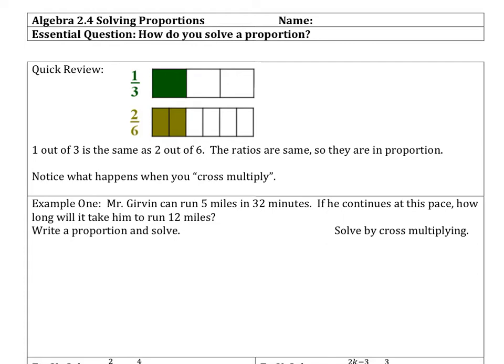Notice that the rectangles are the exact same size, just divided into a different number of spaces. In the top rectangle, we have shaded 1 out of the 3 rectangles. In the bottom one, they have shaded 2 rectangles out of 6. So you can tell visually that these two sections take up the exact same amount of space. So we can say that 1 out of 3 is the same as 2 out of 6.